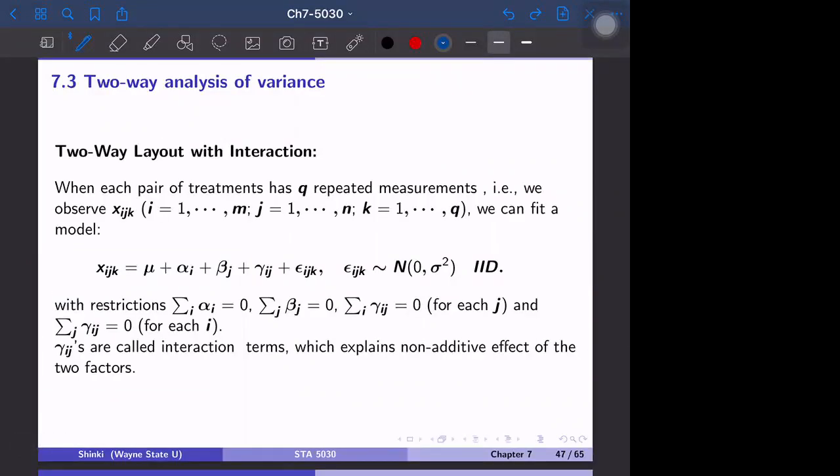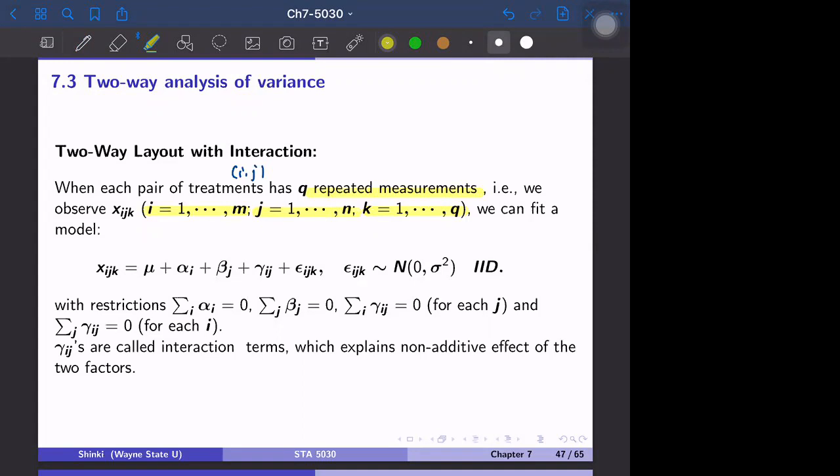Yeah, so the two-way layout with interaction is like this. Let's think about a simple case where i is equal to 1 to m, and j is equal to 1 to n, and k is equal to 1 to q, so each pair of treatment ij has q repeated measurements. For example, the fertilizer and the sun exposure are the i and j, and the k is just the repeat. So we have maybe q plants for each pair of the conditions, the fertilizer and the sun exposure.